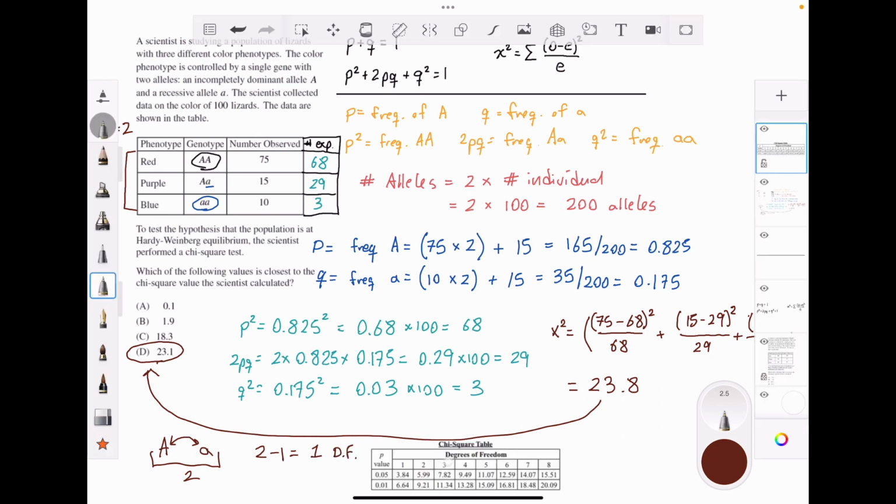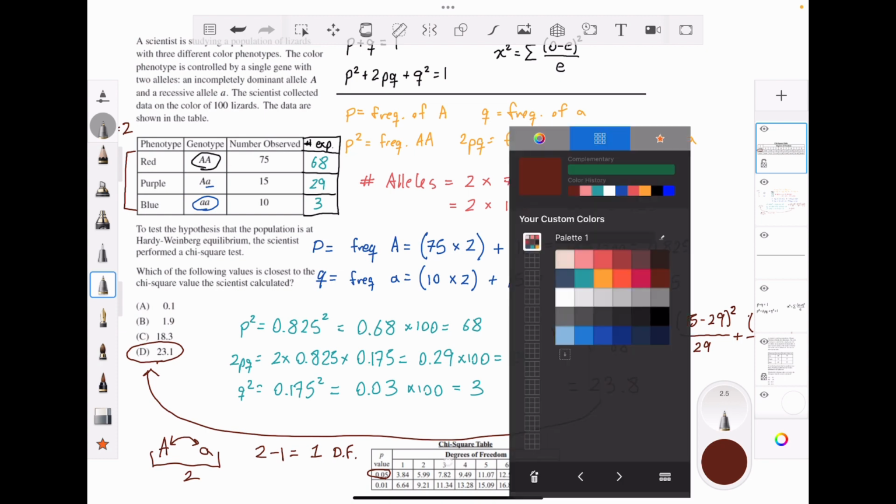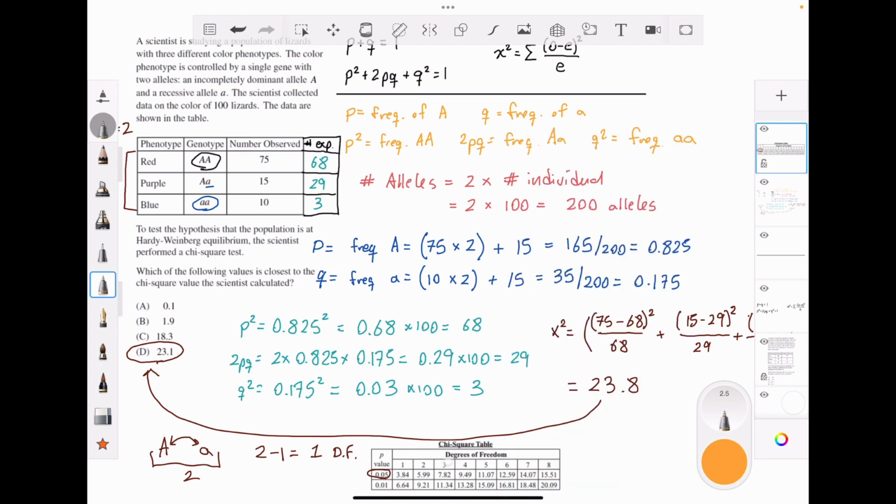So what this means is, since you only have 1 degree of freedom, you're going to be using the 3.84 value here, most of the time. Most of these problems are assuming you have a 0.05 p-value, and since you only have 1 degree of freedom, the 3.84 would be the value that you use instead of the 5.99. So don't get tricked by that.